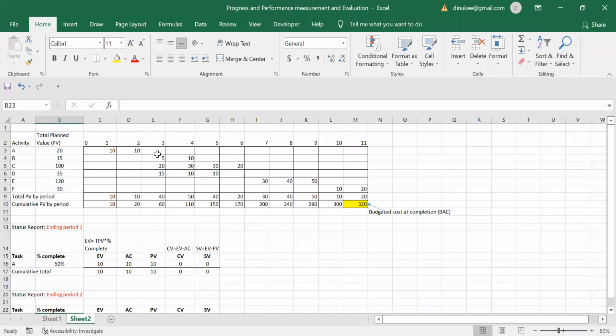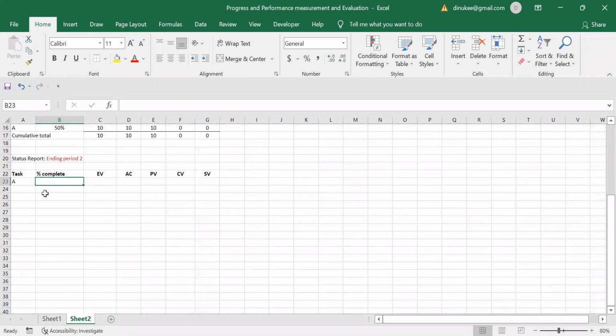Activity A is not going to be done in the third, fourth, or fifth periods, right? So activity A will be completed in the ending period 2. That means the percentage completed is what? It's now finished, so it is 100% completed. So the activity A, or task A, is going to be finished now, right?